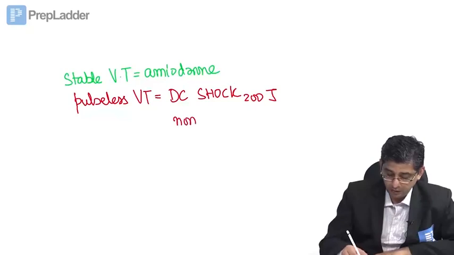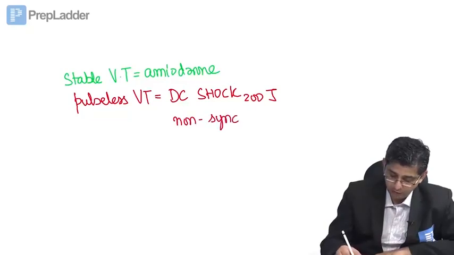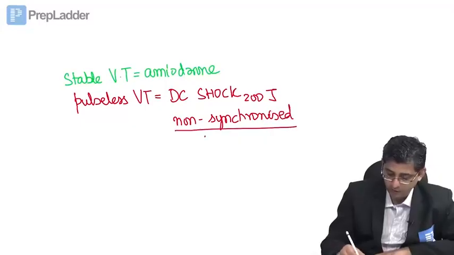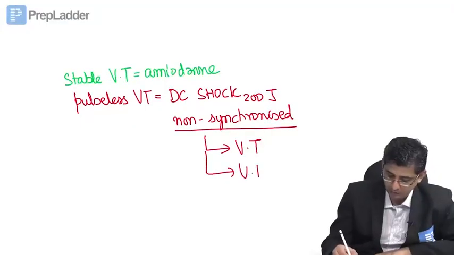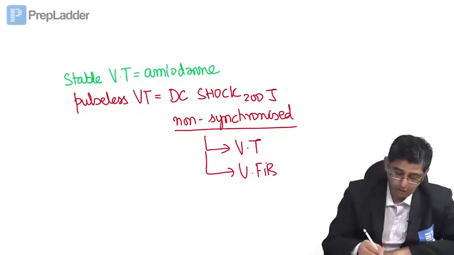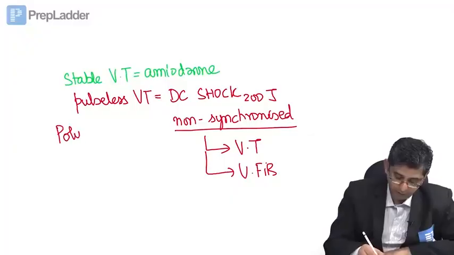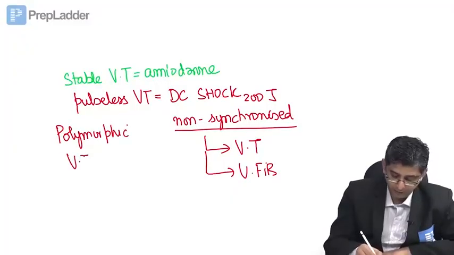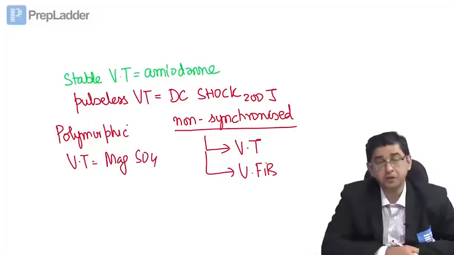The DC shock that will be delivered in this case would be a non-synchronized DC shock. There are only two situations where we give a non-synchronized DC shock. One is VT, that is the one that is being discussed, and second is ventricular fibrillation. However, if they ask you for polymorphic ventricular tachycardia, that is known as torsades de pointes, then the drug of choice for polymorphic ventricular tachycardia should be remembered as magnesium sulfate.